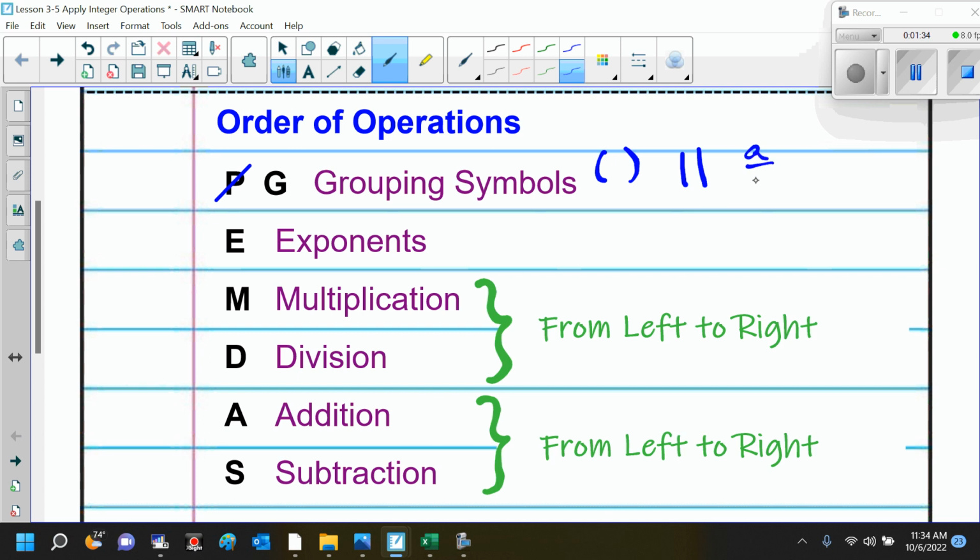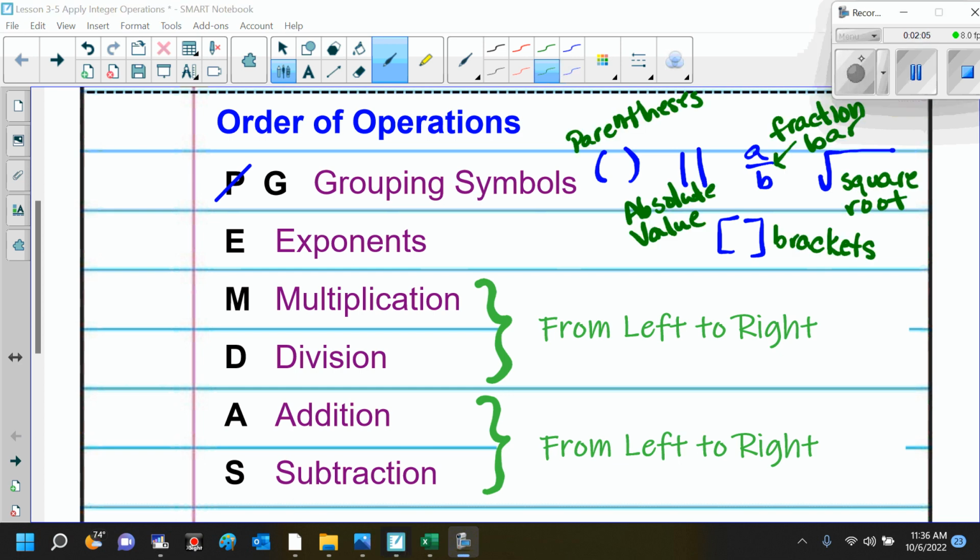that if you have a fraction, A over B, that fraction bar is also a grouping symbol. Okay? You will learn about this one this year. This one is called a square root. And of course, we also have those. Those are brackets. Okay? So let's write this down. Because parentheses is not the only grouping symbol, we changed the P to G for grouping symbols.